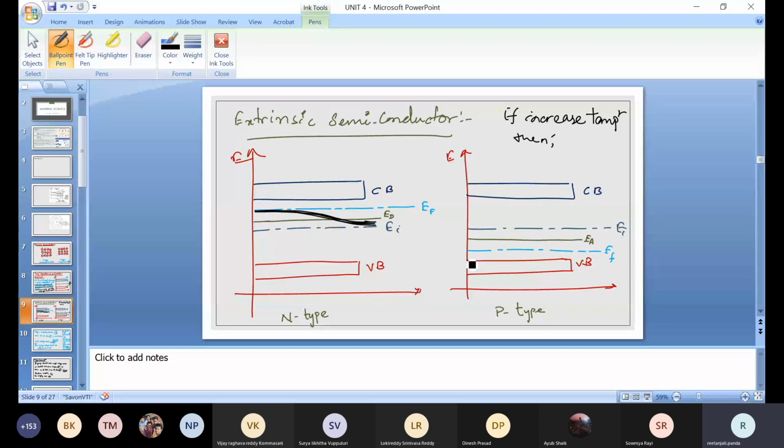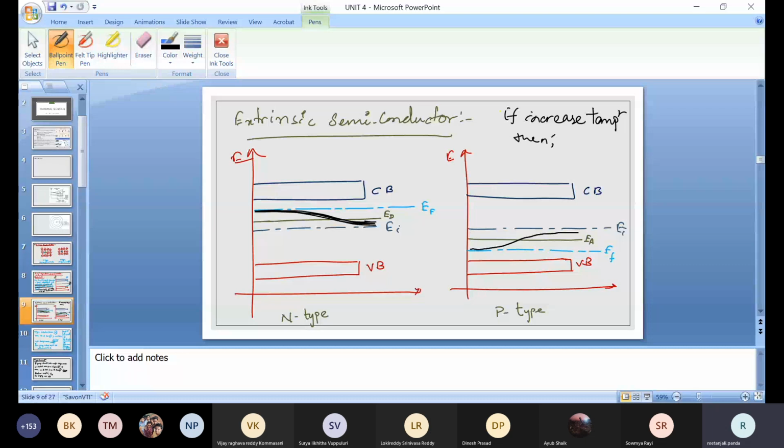Why? Because however much you try, the number of holes is never going to be equal to the number of electrons. Always the number of holes is going to be more, so they will be the major charge carrier. So the energy is never going to overcome the EI value.